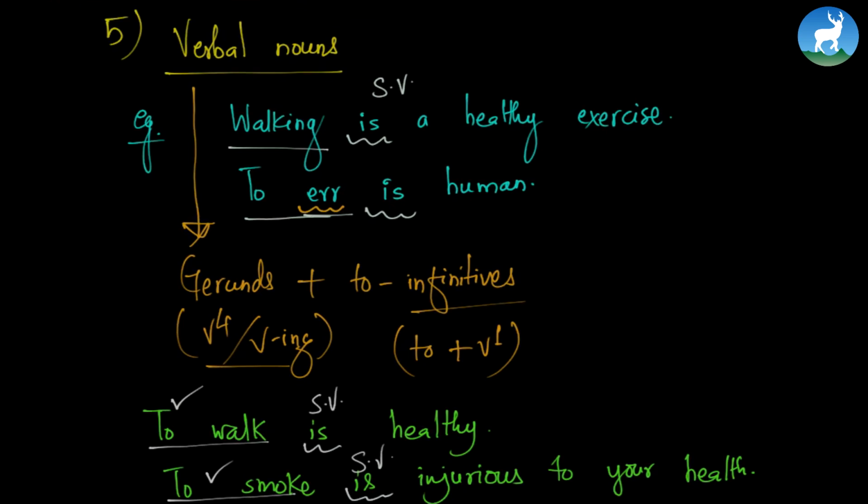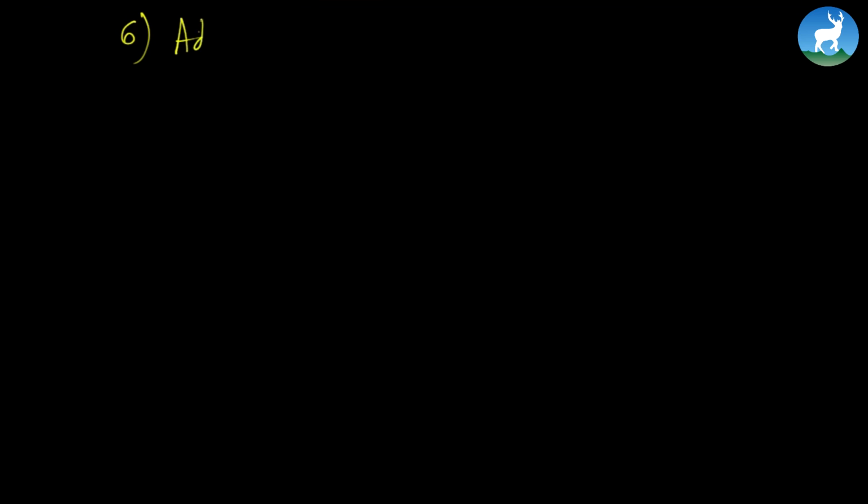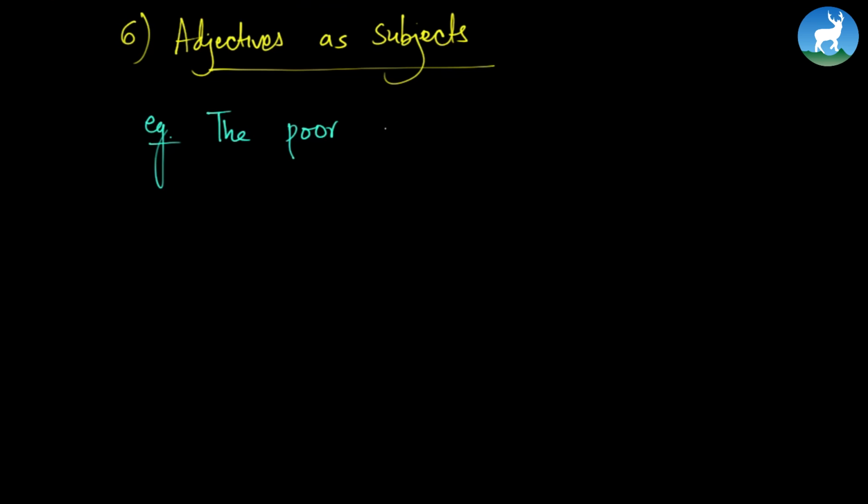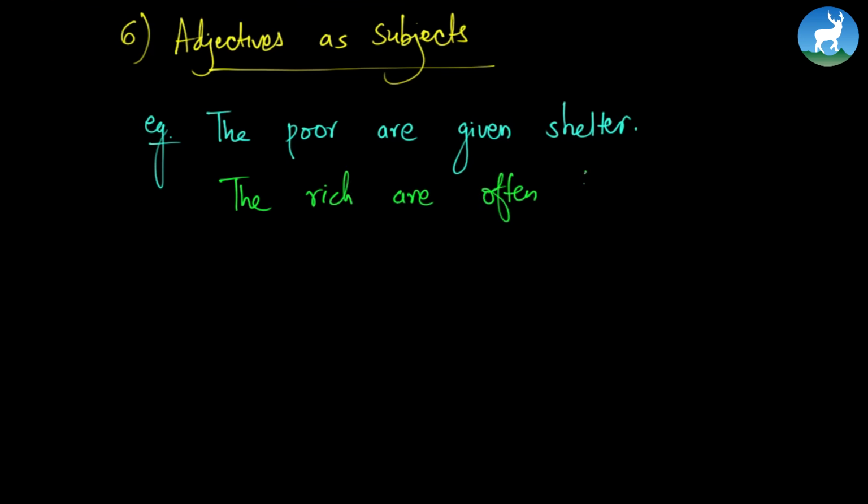Let's go to another rule. We have something called adjectives as subjects. Adjectives as subjects. For example, the poor are given shelter. Another example could be the rich are often happy. So if we look at these two examples, you would find the poor and the rich are adjectives and they are acting as subjects, and now it is followed by a plural verb.